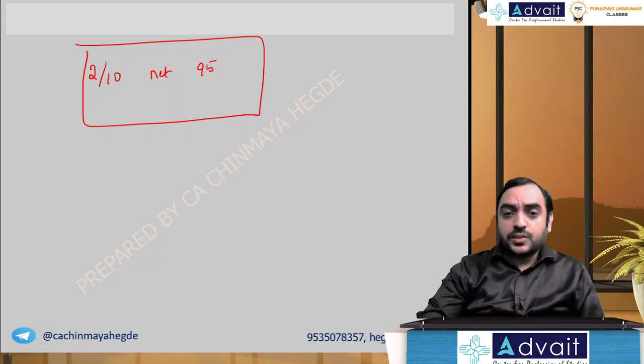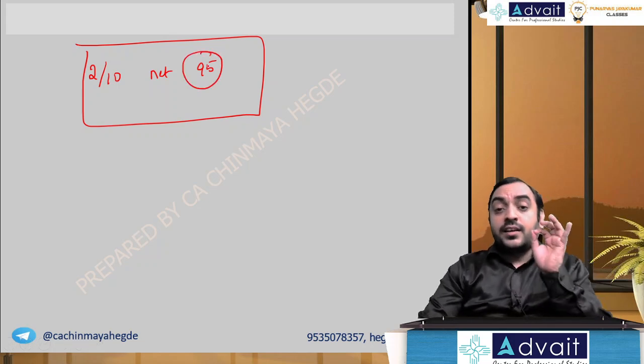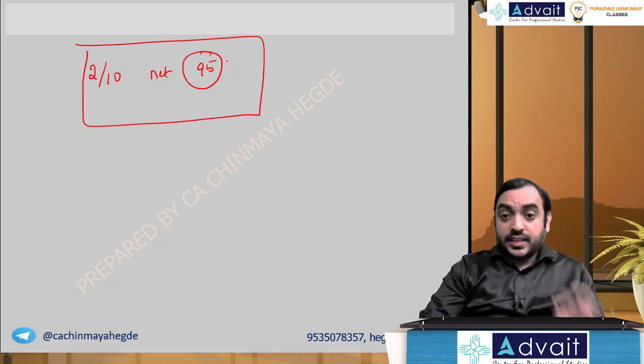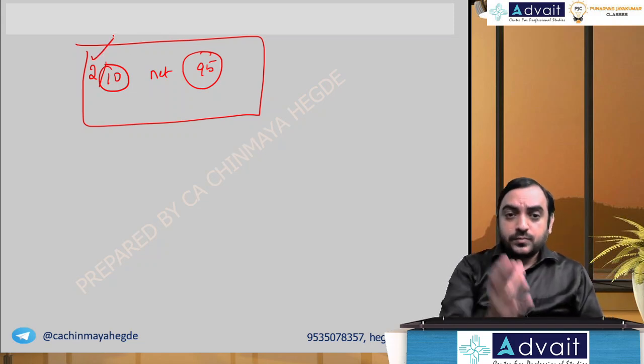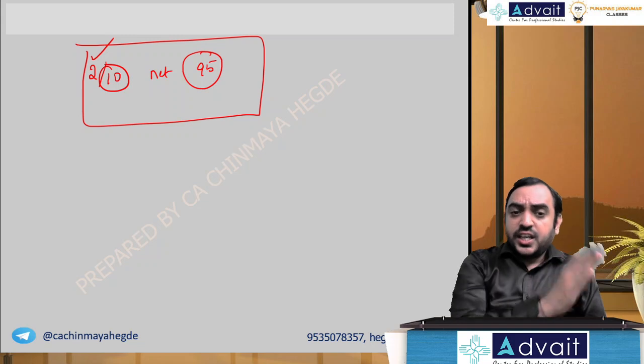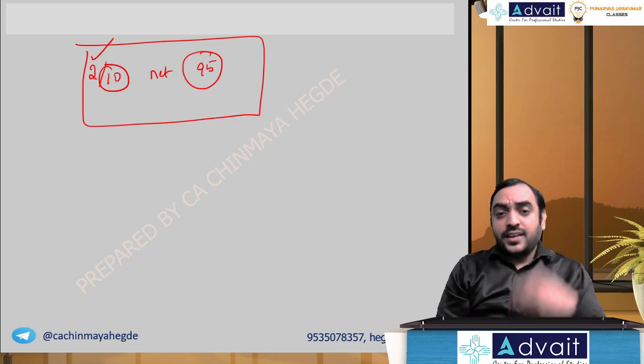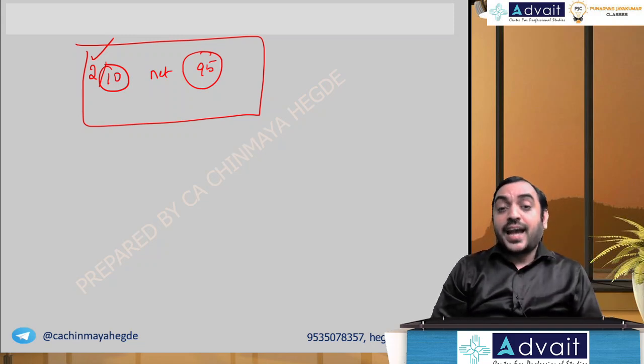It basically means the normal credit period is 95 days. Invoice credit period is 95 days. But if you pay in 10 days, you get a 2% cash discount. So the normal credit period is 95 days. If you pay it earlier, if you pay in 10 days, then you get a 2% cash discount.